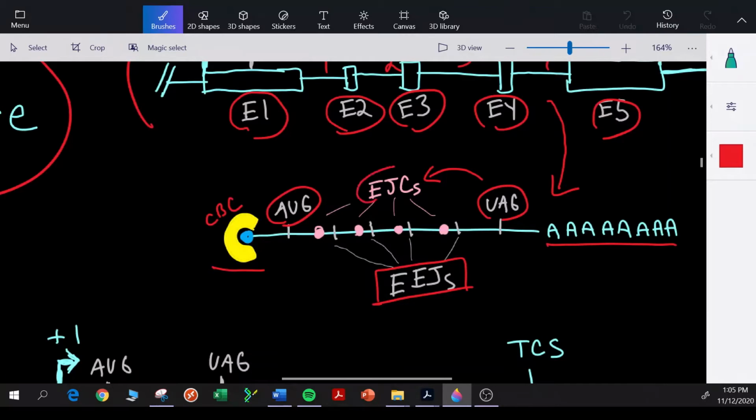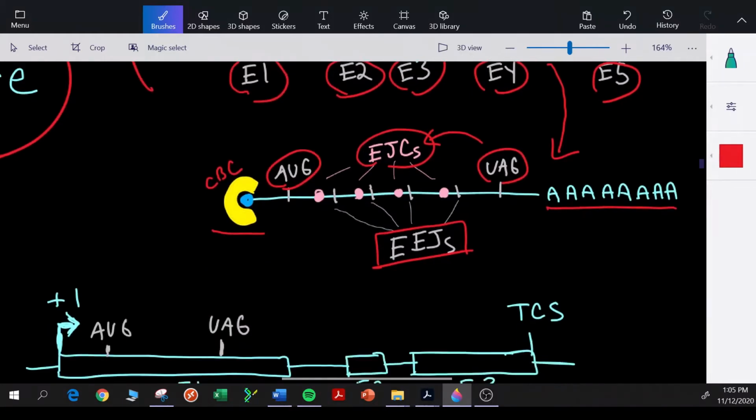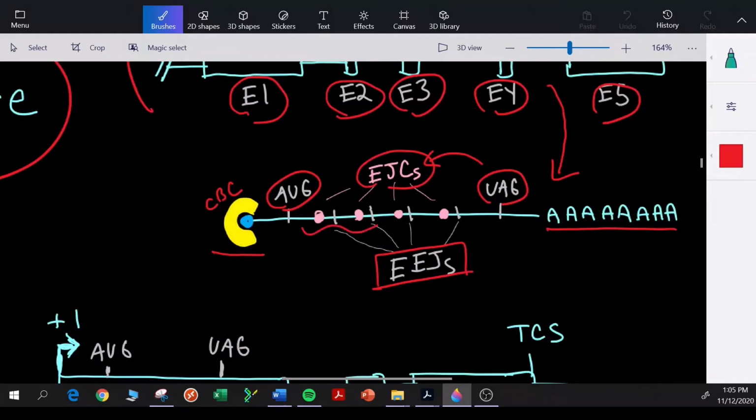The EJCs are 20 to 24 nucleotides upstream of each exon-exon junction. So for most genes, this is great, right? Nonsense mediated decay won't affect translation or stability of this messenger RNA because the Pathfinder ribosome will remove all of these exon junction complexes during the first round of translation. And then when it stops right here, there are no more exon junction complexes on that messenger RNA. So this messenger RNA won't be affected by nonsense mediated decay.